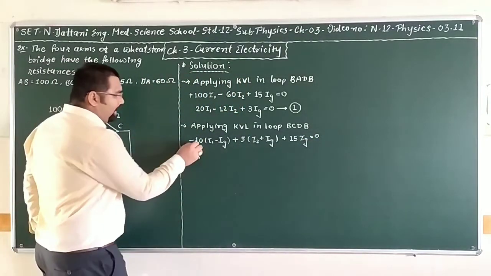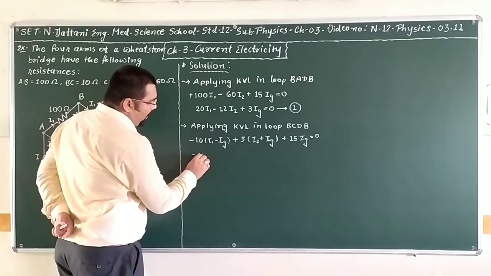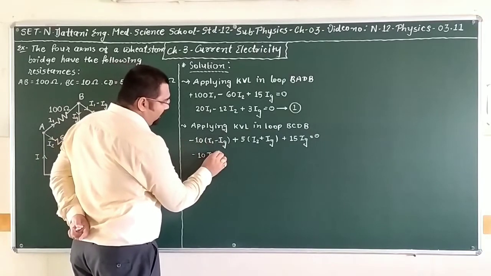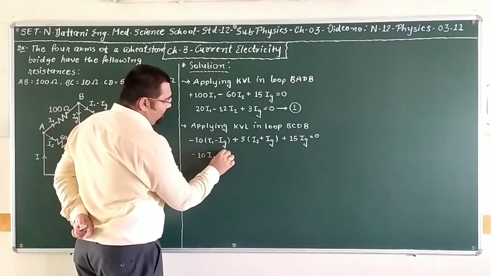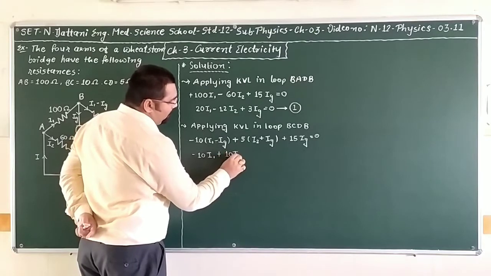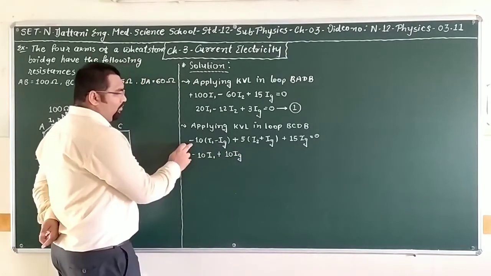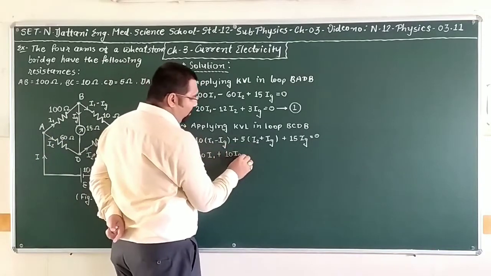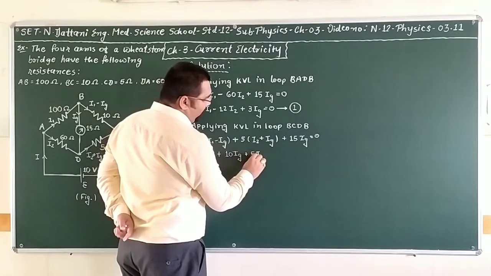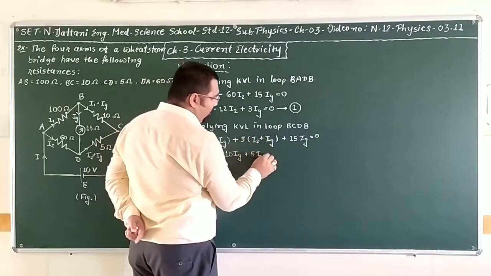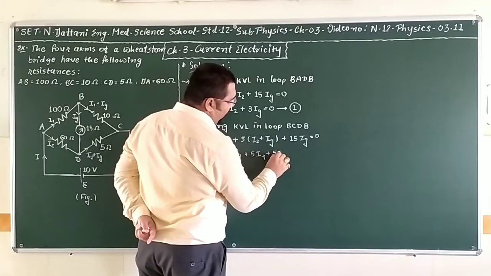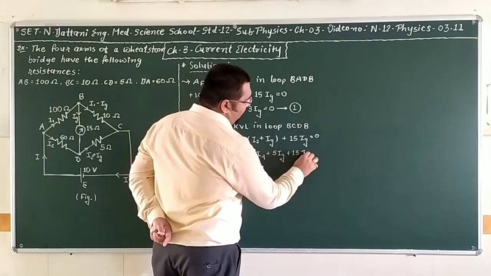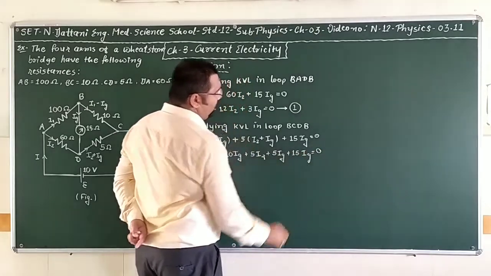Now 10 into I1 minus Ig is 10 I1 minus 10 Ig. Minus minus will be plus, so we can write minus 10 I1 plus 10 Ig, plus 5 into I2 plus Ig, so 5 I2 plus 5 Ig, and plus 15 Ig equal to 0.